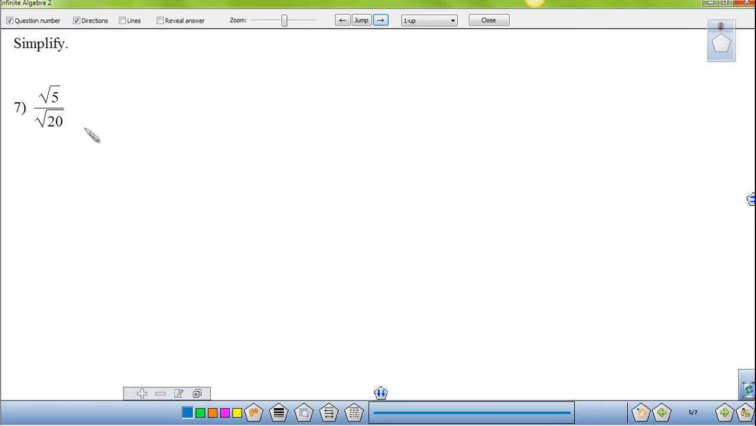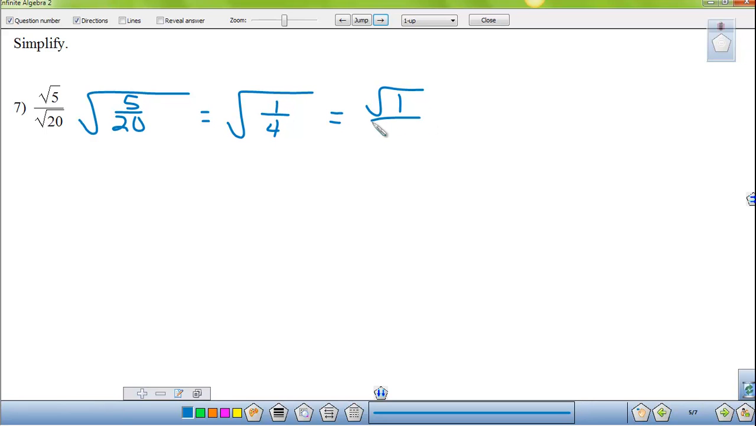Our next example is a division problem. We can divide radicals the same way. As long as the index numbers are the same, it's permissible to divide these. As a matter of fact, we can put these underneath one roof as one fraction if we'd like to. As we see, that reduces down into 1/4. Then again, it might be easier to split these back up to see that we have perfect squares in both the numerator and the denominator. When I take the square root of 1, I get 1, and when I take the square root of 4, I get 2. So my answer is 1/2.